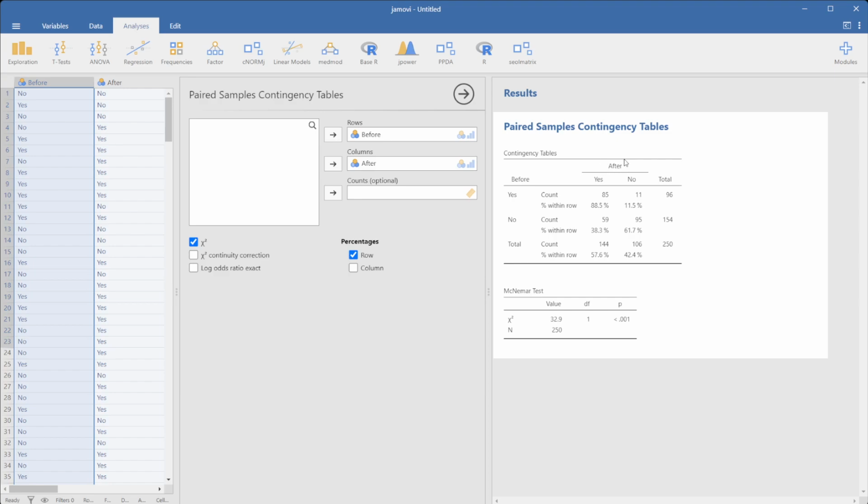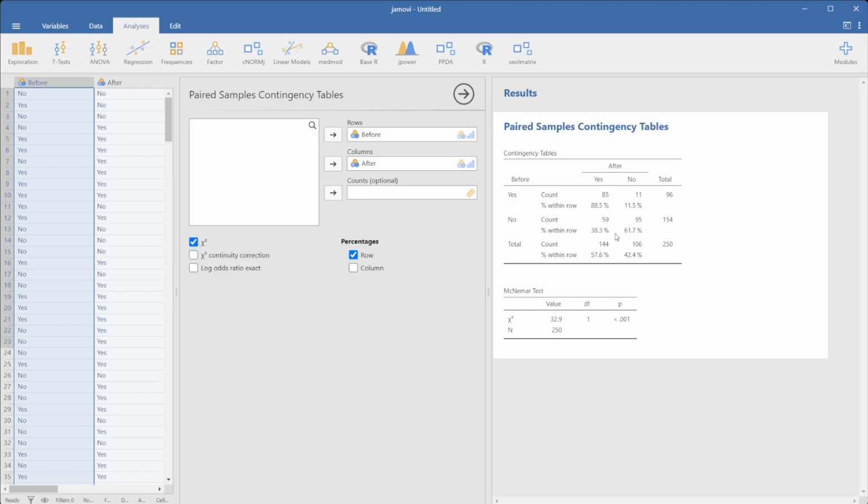So make sure to check the quadrant. This is a quadrant, this is a quadrant, this is a quadrant, and this is the fourth quadrant in this case. Make sure to check the one of those that changed in your favor. So those that went from no before, so we check this row for sure, to yes after. So this is the quadrant we care about.